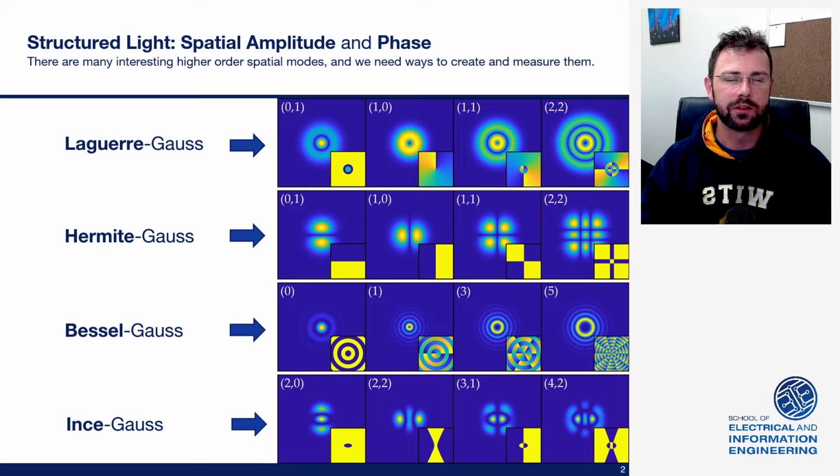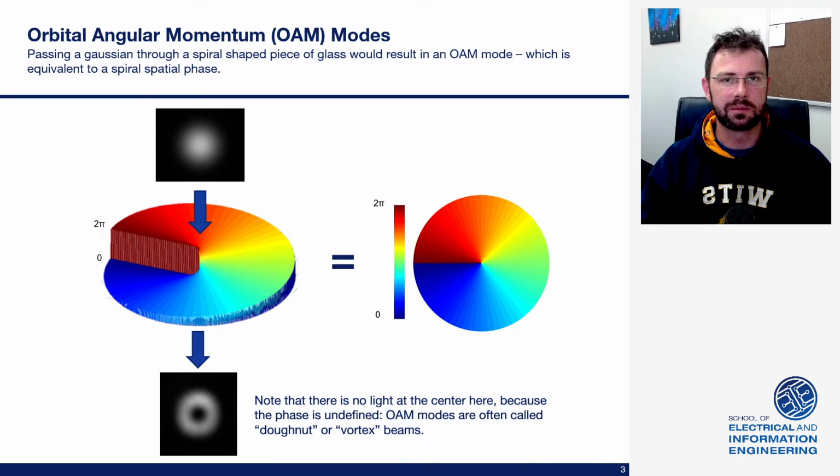So first of all, what is orbital angular momentum? Let's first look at what is structured light. If we structure the spatial amplitude and phase of a laser beam, we could call this structured light. And there are many interesting higher order spatial modes, and we need ways to create and measure them. The Laguerre-Gauss modes are very common. This is an OAM mode in the middle here, but we can also add different radial indices, which are called P's, which we're not going to talk about here. There's the Hermite-Gauss modes, which are the square-shaped modes, and then Bessel and Ince-Gauss modes. And there's many types. But like I said, we're going to focus on OAM because they're pretty popular.